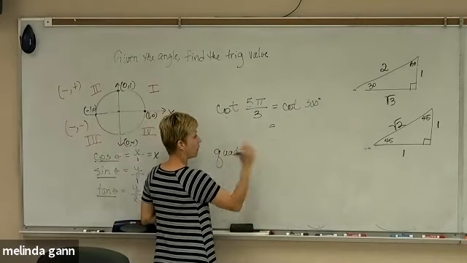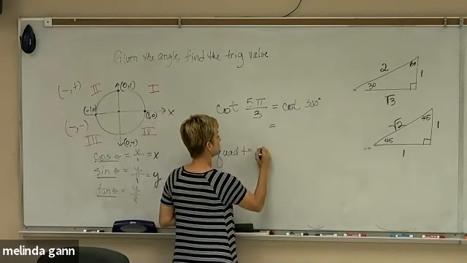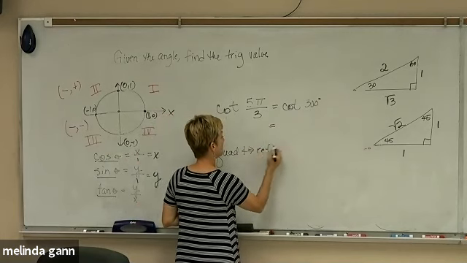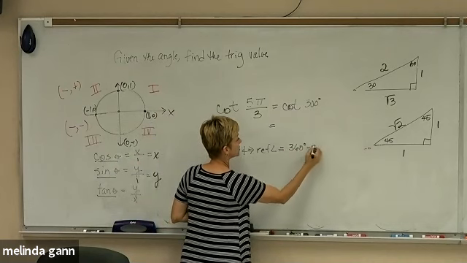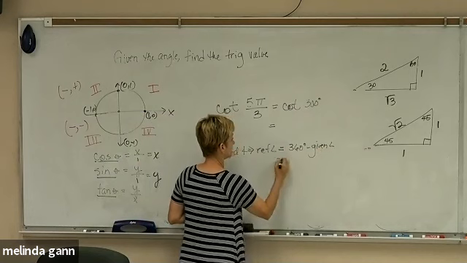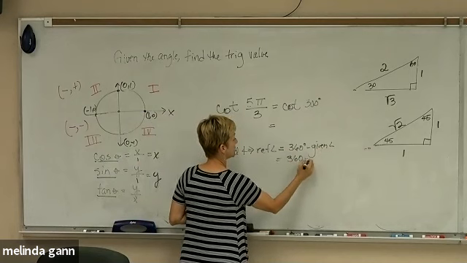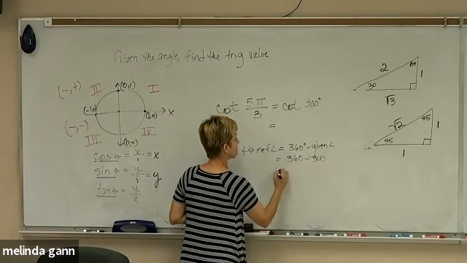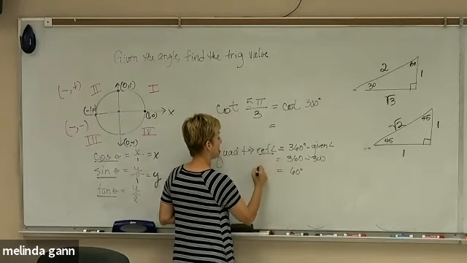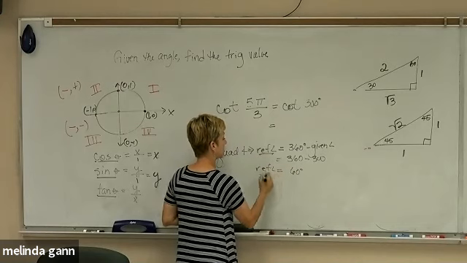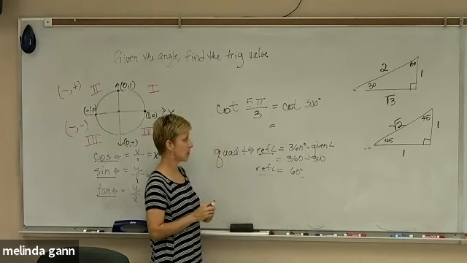All right, remember the little formula over there. Quadrant 4 is your reference angle is going to be 360 degrees minus your given angle. So I need 360 degrees minus 300 degrees, so my reference angle is going to be 60 degrees. So my reference angle is 60 degrees, okay?